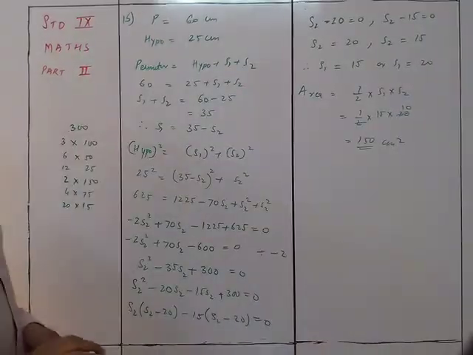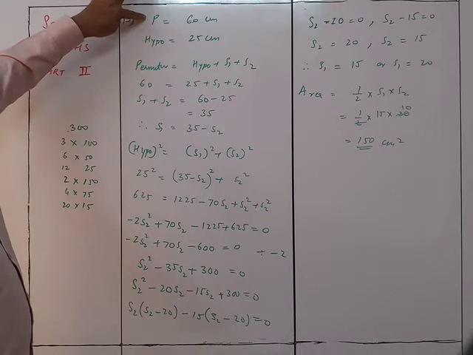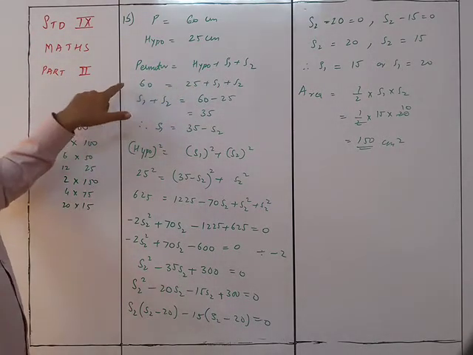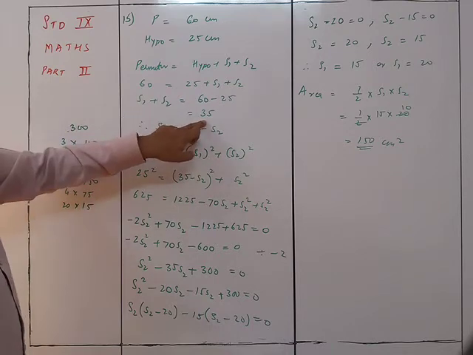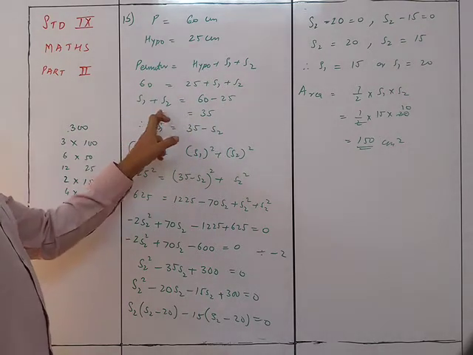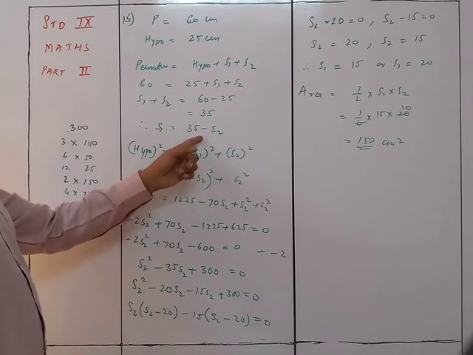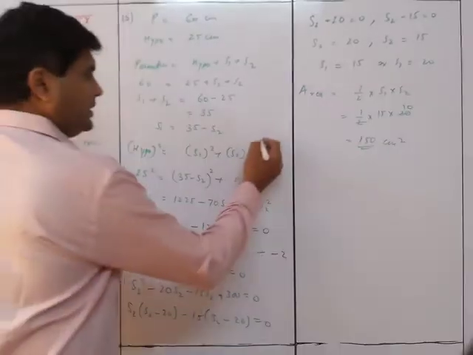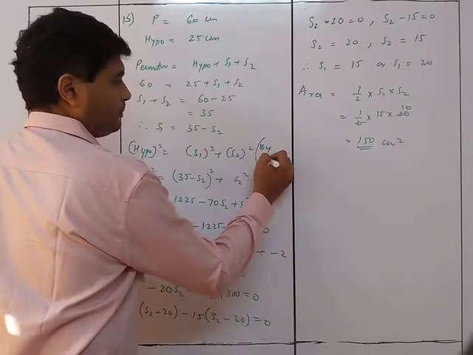Samjha? The perimeter was given, hypotenuse was given. So from the perimeter and hypotenuse, I could find out the sum of the two sides as 35. So if one of them is taken as S1, the other will be 35 minus S1. So we apply the Pythagoras theorem for the hypotenuse. So this is by PT, Pythagoras theorem.